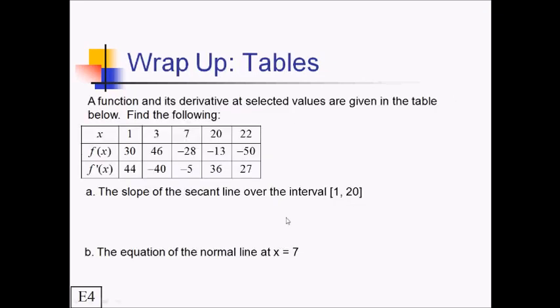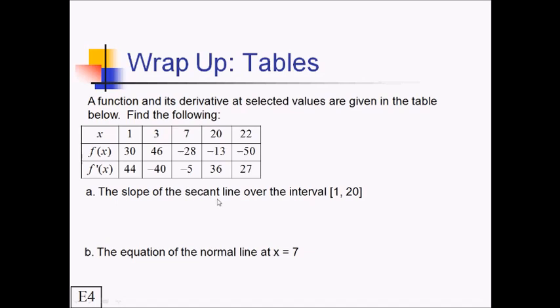We're going to do one more problem, this time involving a table, which is a popular format for these things. Let's say we have a function and its derivative at selected values represented in this table. Find the following. So I want you to pause the video and see if you can get the slope of a secant line over the interval from 1 to 20, and then the equation of a normal line at x equals 7. All right, let's see how part A went.